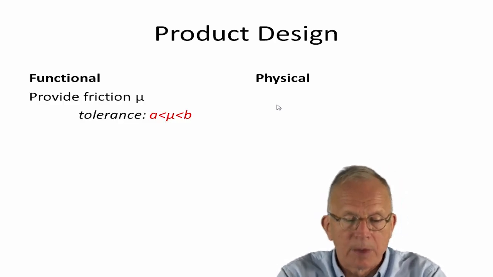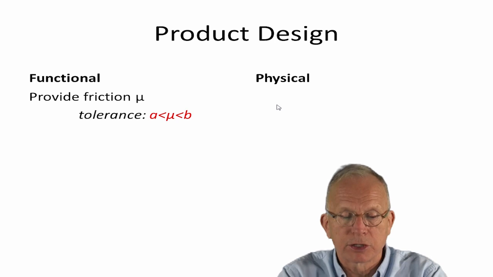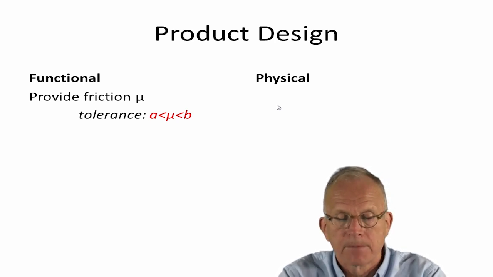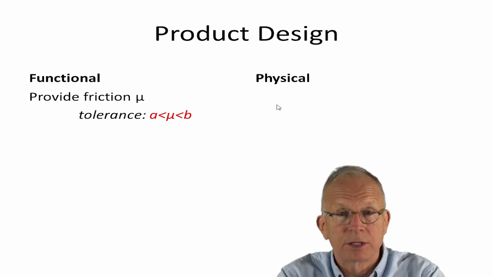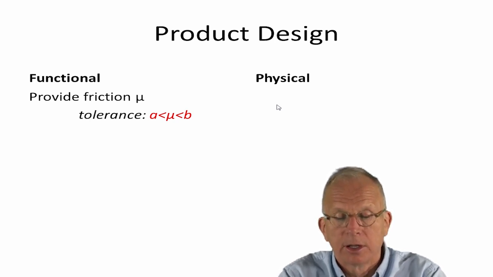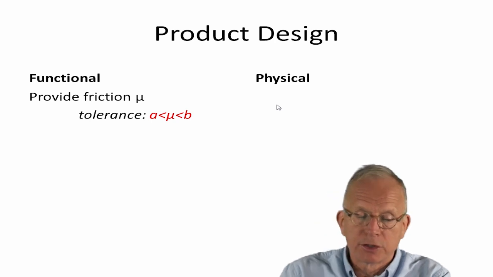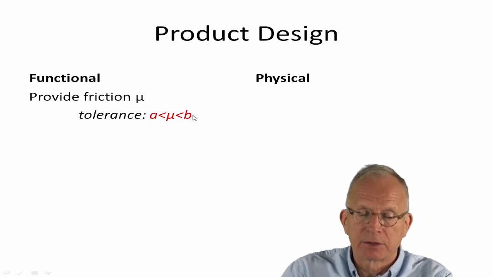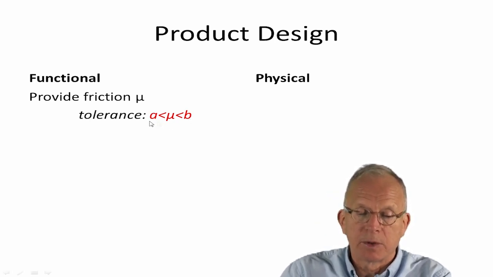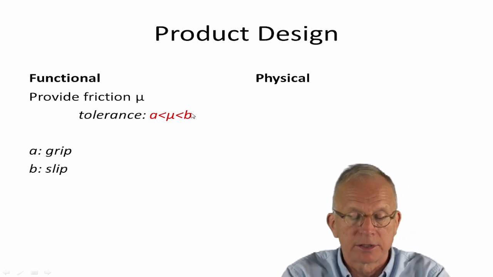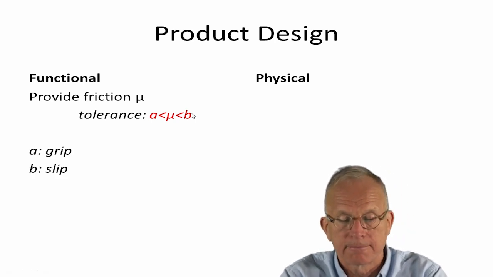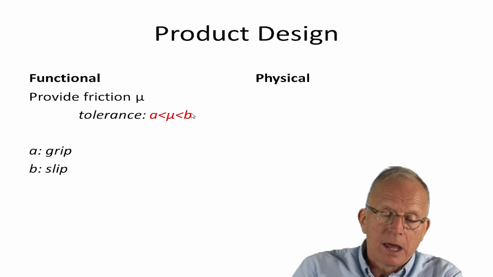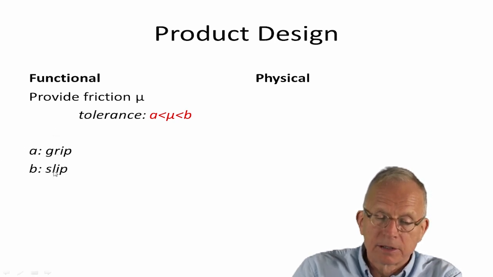So let's take a look at the product design. In the functional domain, we need to provide some friction, and I'm using mu here as shorthand for the friction coefficient. The friction coefficient should be between some values of, say, A and B, so that we have enough friction with the pavement, but not so much that we might cause some sort of repetitive injury. So A is for grip and B is for slip.